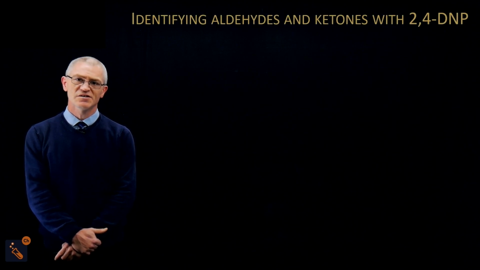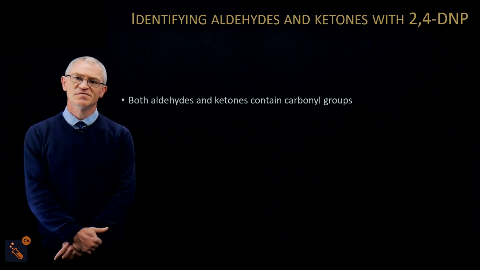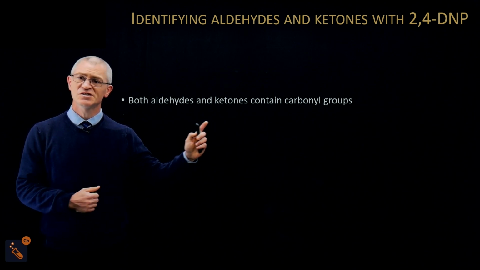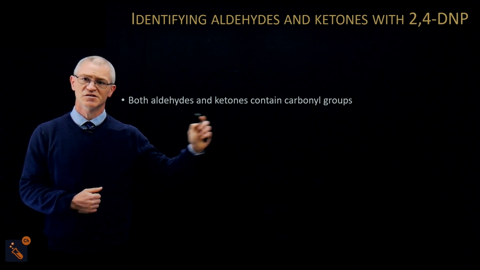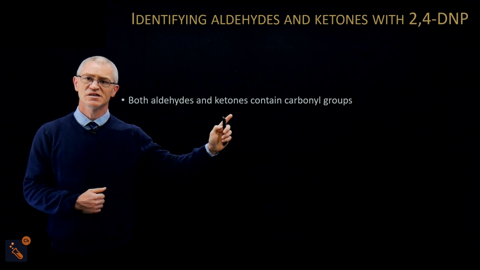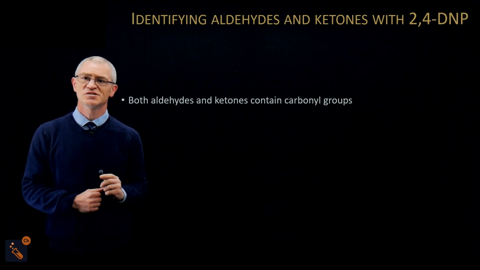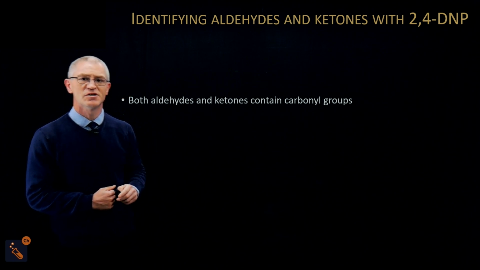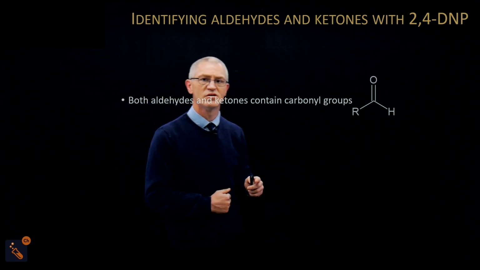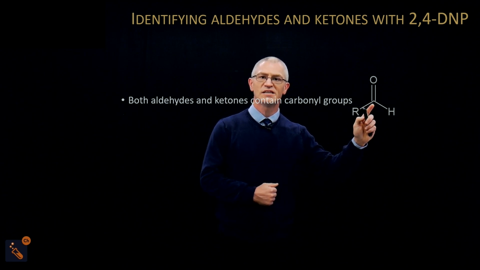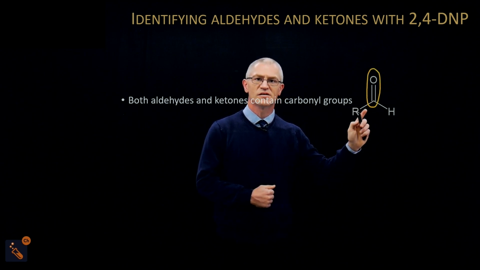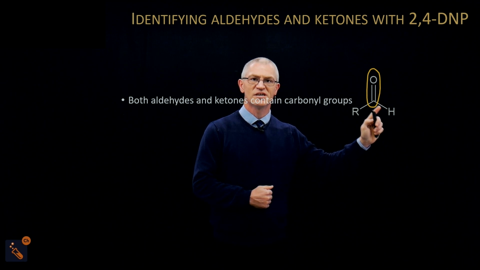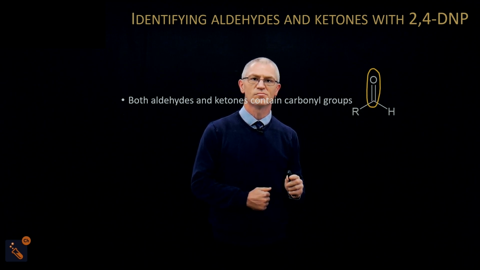So, identifying aldehydes or ketones with 2,4-DNP. You can identify an aldehyde and a ketone, but you cannot differentiate between the aldehyde or the ketone. You just know that there is an aldehyde or ketone present if you get a positive test with 2,4-DNP. It identifies the carbonyl groups within those functional groups, and you can see here there's a carbonyl group, and this is an aldehyde because there is a H coming off that carbonyl group.